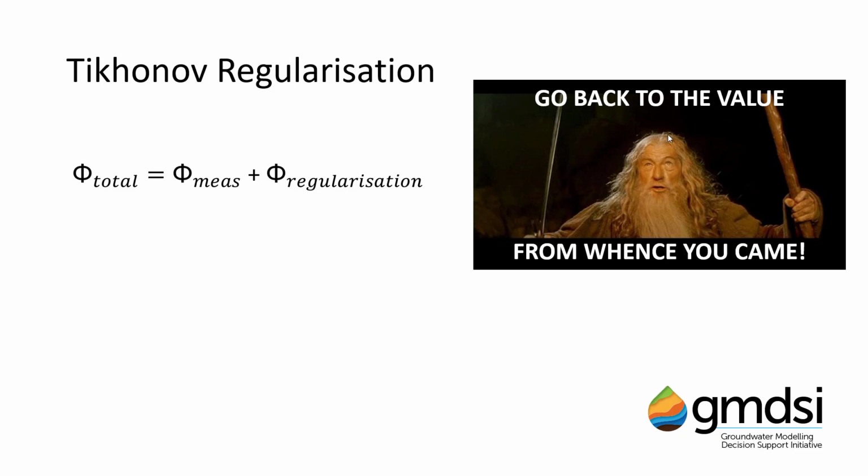Tikhonov regularization is a formal expression of soft knowledge into the calibration process by adding a second term to the objective function. This second term represents a penalty incurred if parameters diverge from some preferred condition. This preferred condition encapsulates the information which the modeler considers to represent the most likely conditions to exist. Usually preferred conditions are expressed as preferred values or preferred differences between parameter values.